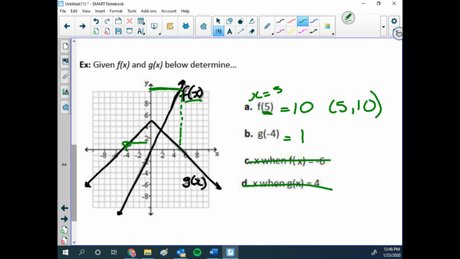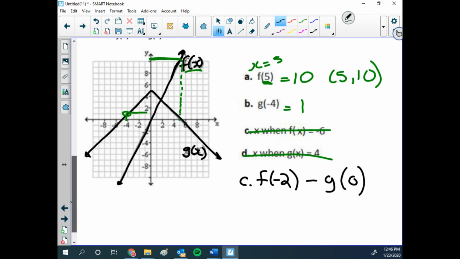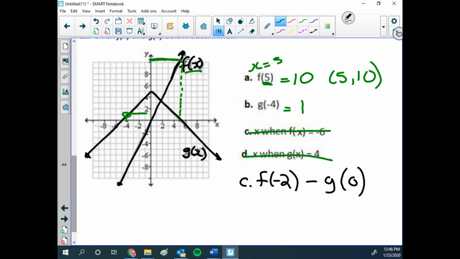I probably don't need to do those, but we'll just see this. Okay. I'm going to add an extension here. Let's see. What is f of -2 minus g of 0? F of -2 minus g of 0. Yep.